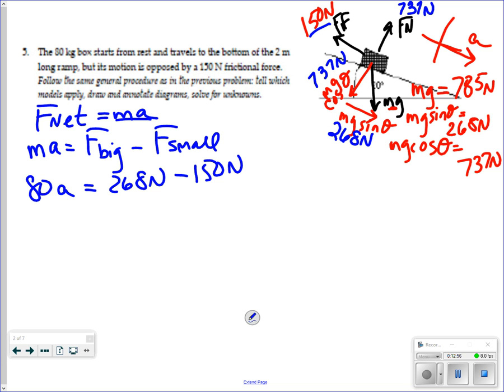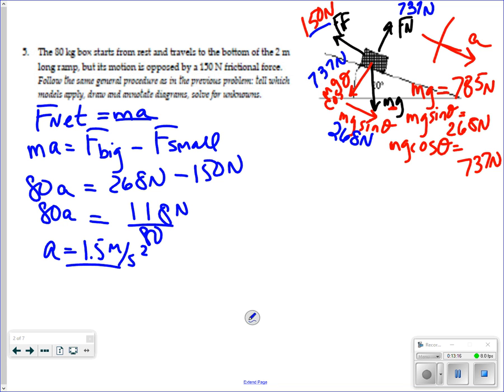So when I do the math here, I'm going to get 80a, and 268 minus 150, so that's 118 newtons divided by 80, and I get an acceleration of 1.5 meters per second squared. That's pretty easy. That doesn't have 1,000 decimals to it. That's kind of crazy. All right, but anyway, that is the acceleration of my object going down the hill. So now let's consider, we can still figure out how long it's going to take that object to get to the bottom of the hill.